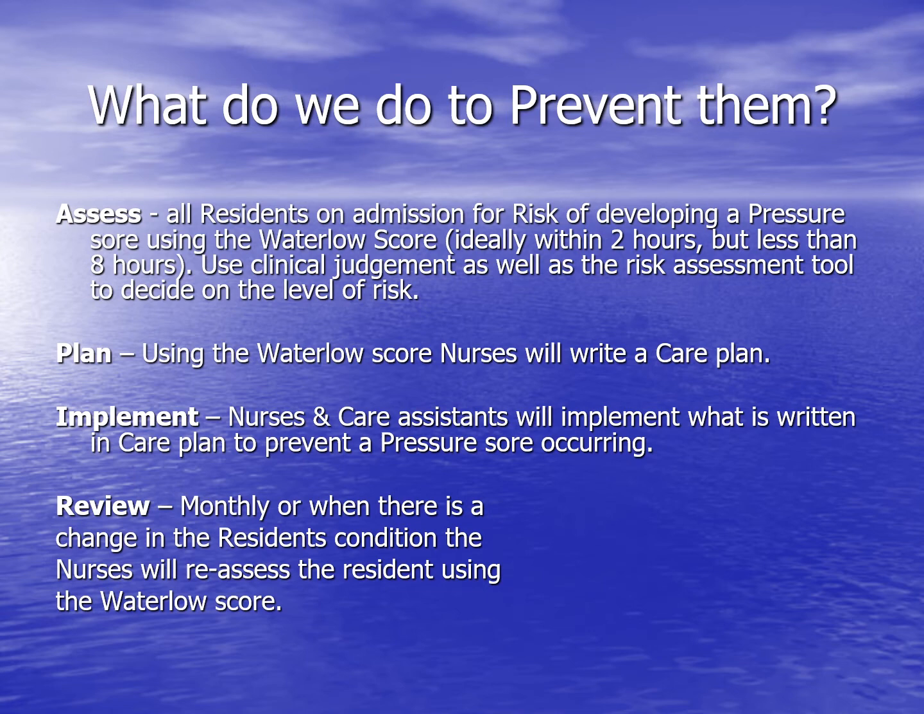And then the nurses and the care assistants need to implement what's in that care plan. And then we need to review the care plan and the Waterlow score risk assessment monthly, and when there's a change in the resident's condition. So if someone's been admitted to hospital and they've been there for a few weeks and then they get readmitted, we need to reassess their risk of pressure sore development. If someone's mobility changes, it's the same. If someone has an acute illness or a respiratory infection, they need to be reassessed.